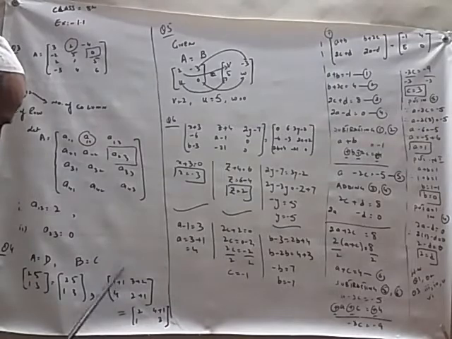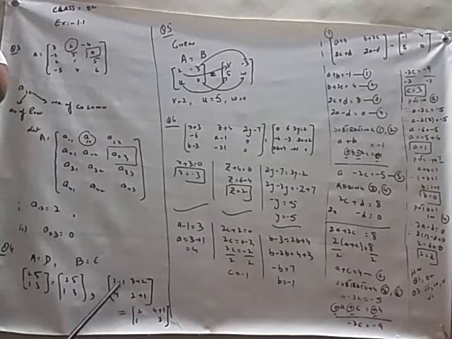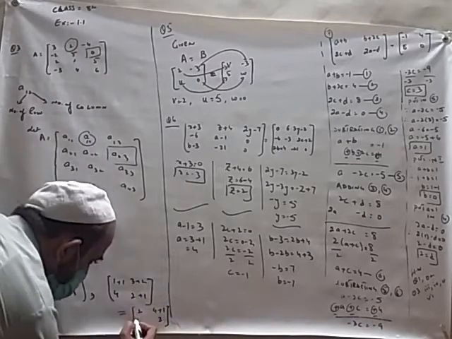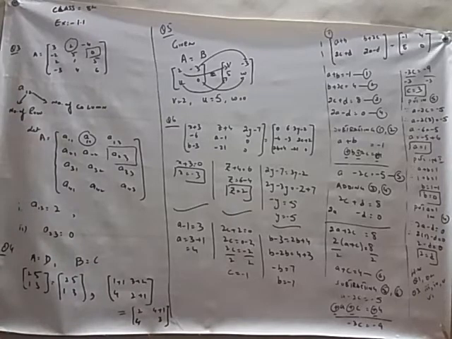Now, B equal to C. In B, there are 2 rows, 2 columns. In C, 2 rows, 2 columns. Members are 2, 1 plus 1, 2, 3 plus 2, 4 plus 1, both are 5. 4 is also 4. And 2 plus 1 is 3. Both are same.